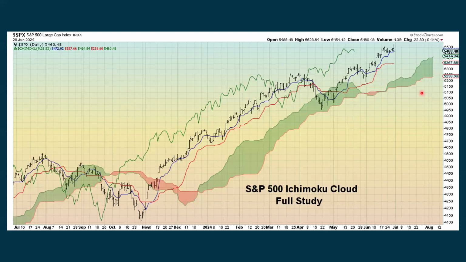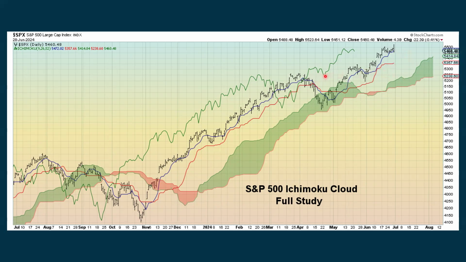This is a full study with the Ichimoku cloud and a little bit shorter time frame, where we also see the green and the red clouds here, and we're above the clouds as well. So that's positive. But there are some additional measurements on here. There's a blue line and a red line. When the blue line is above the red line, that's more positive.